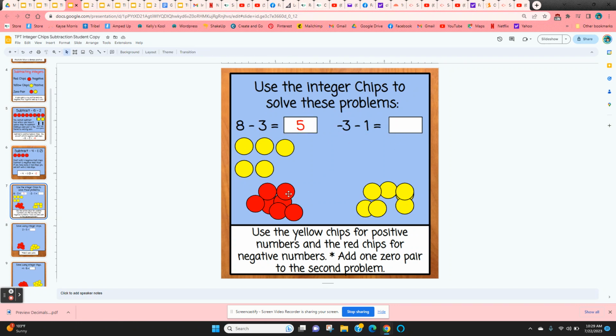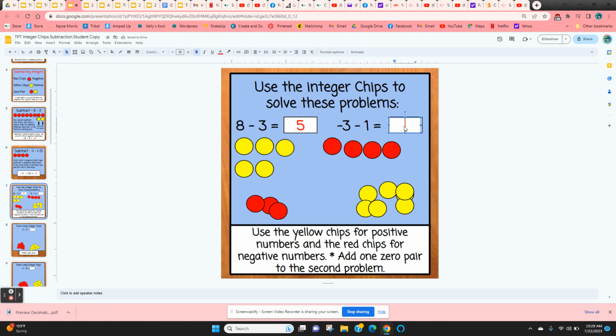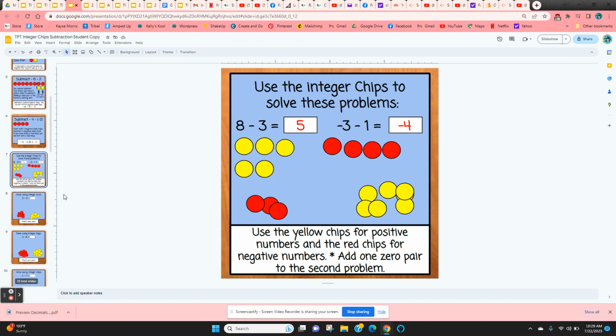Now let's try this one, it's a little bit more difficult. -3 subtract 1. So we want to show -3, which is 3 red chips. We don't have a +1 to subtract, so we have to add a zero pair. We're going to add 1 yellow, 1 red. Now we can subtract the 1, and that leaves us with 4 red or -4. So you might have to go through some of these with the students before they're on their own.